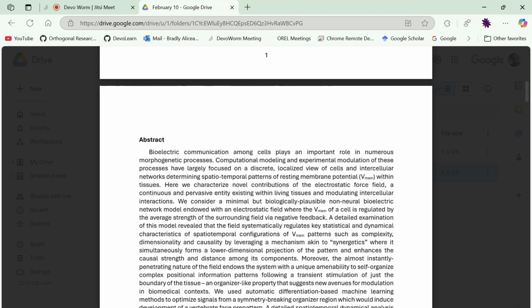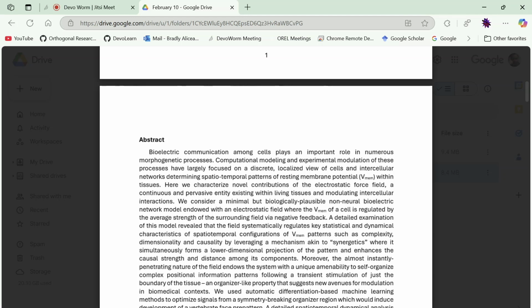Okay, so here we characterize novel contributions of the electrostatic force field, a continuous and pervasive entity existing within living tissues and modulating intracellular interactions. So they're talking about this electrostatic force field, which sounds a little bit like they came up with it in Star Wars, but it's not. It's this force, where all the cells sort of have this electrostatic potential, and it's this emergent phenomenon.